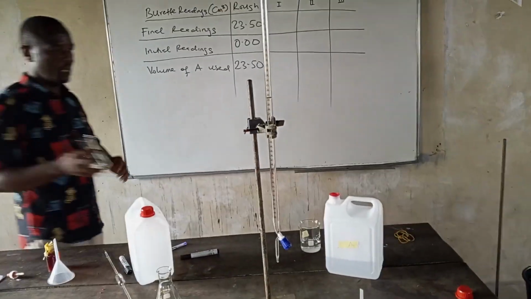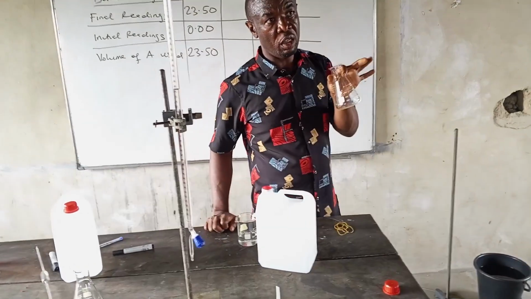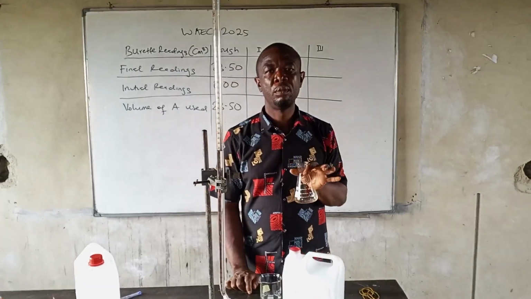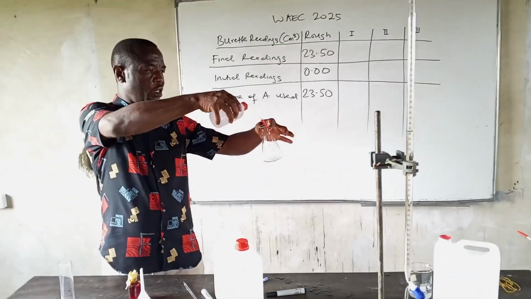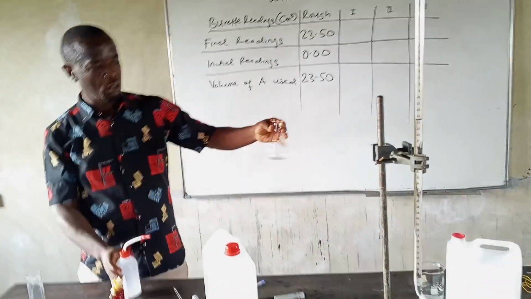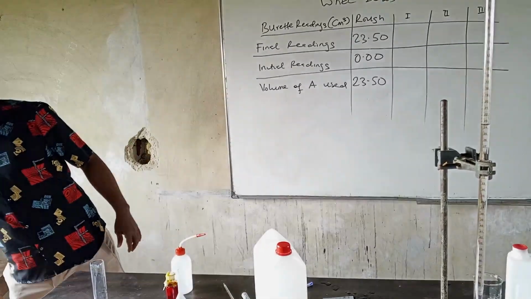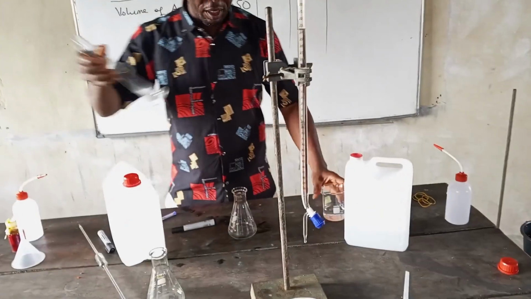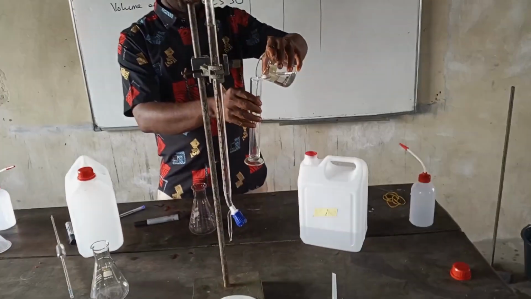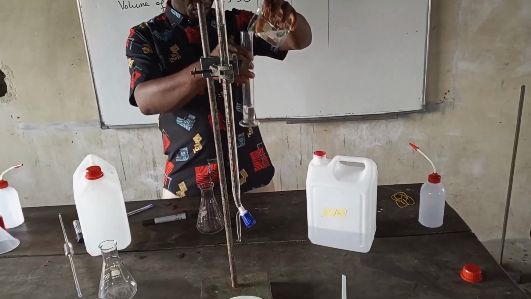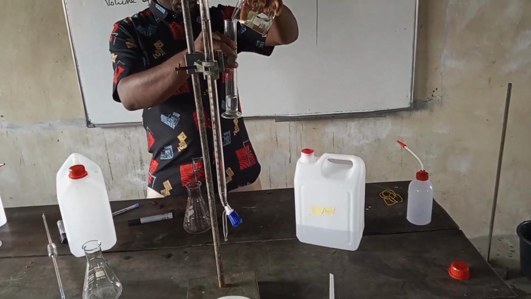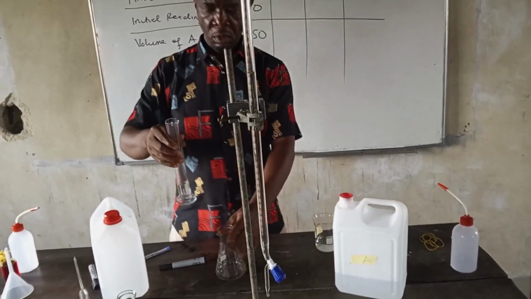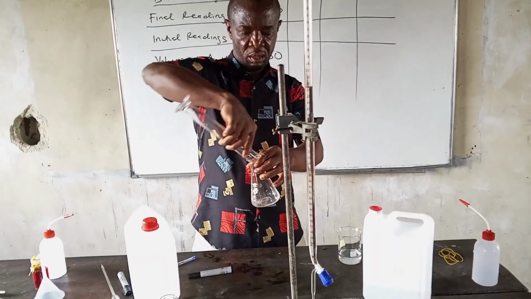Then rinse this once more with water. Rinse it with this water. Pour away the base mixture, please. You collect another 25 cm cube of the base. Another 25 cm cube, you pour into the conical flask to repeat the experiment.